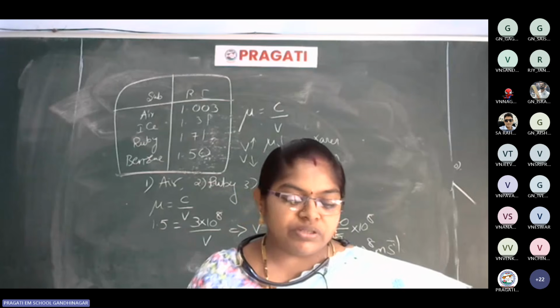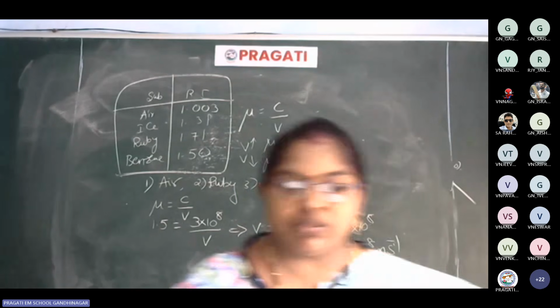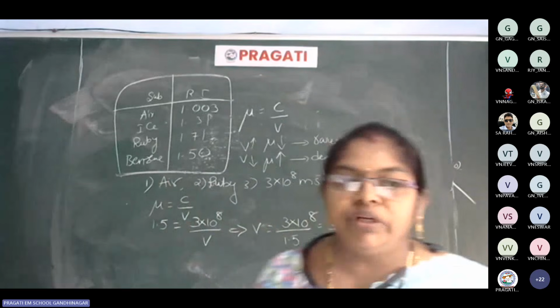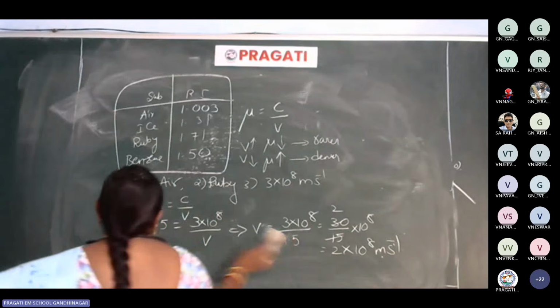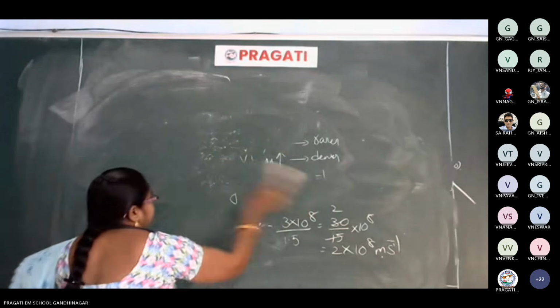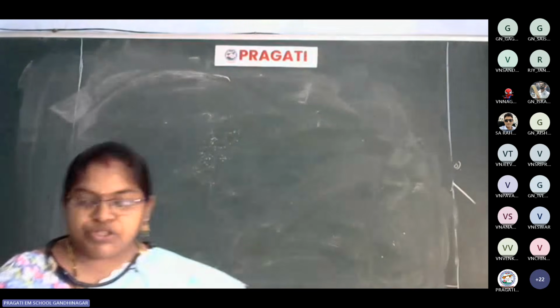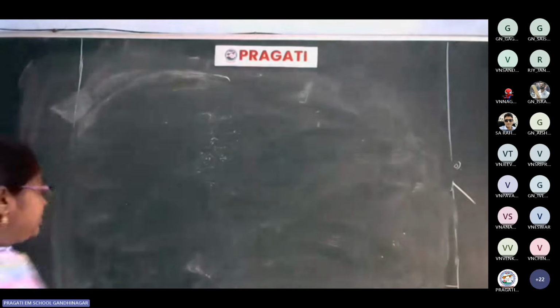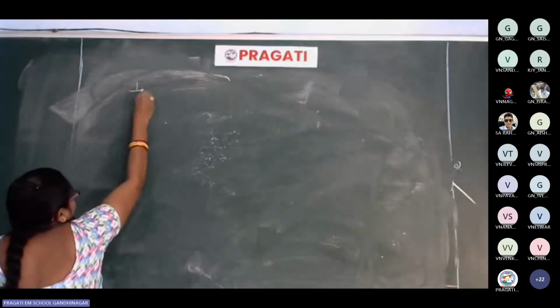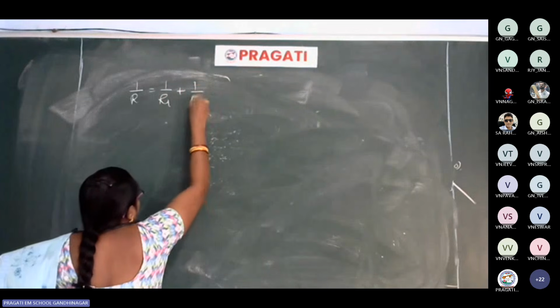Next, what is the effective resistance of the parallel combination of 2 resistors? 2 10 ohm resistors. Do it in your books. 2 10 ohm resistors in the parallel combination. In the parallel combination, what is the formula for the resultant resistance? 1 by R is equal to 1 by R1 plus 1 by R2.